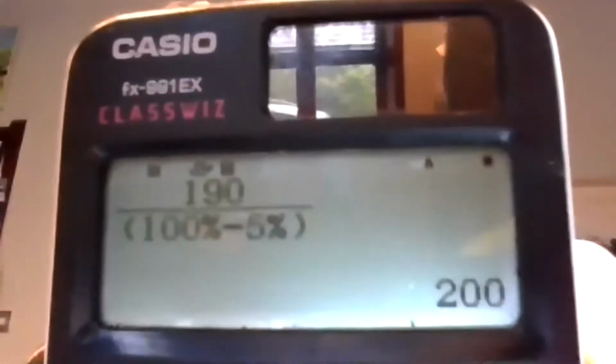But equally, what we could have done, rather than write 95%, we could have got the calculator to work it out for us, which is quite nice if we do that. And so what we have to do is remember the PAC is 100% minus 5%. So we can just put it in like that. So hopefully you can see we put in our 100% minus the 5% and we get the same answer.